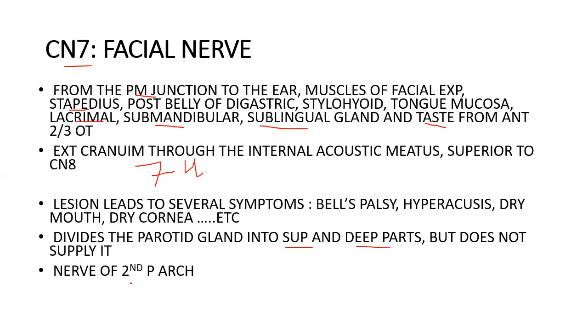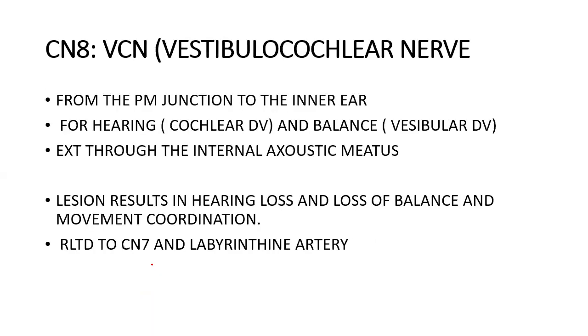And it's the nerve of the second embryological pharyngeal arc. Second pharyngeal arc. Always remember that. Then cranial nerve number 8 is called the vestibulocochlear nerve. So it's coming from the vestibule and the cochlea, and these structures are found in the inner ear, right? So it's from the pontomedullary junction.